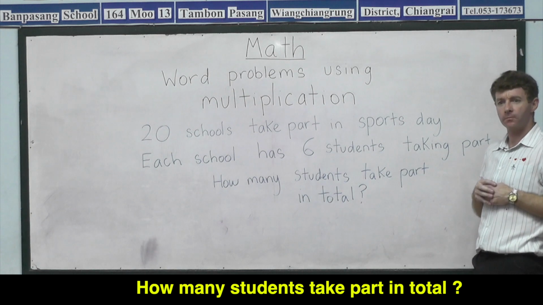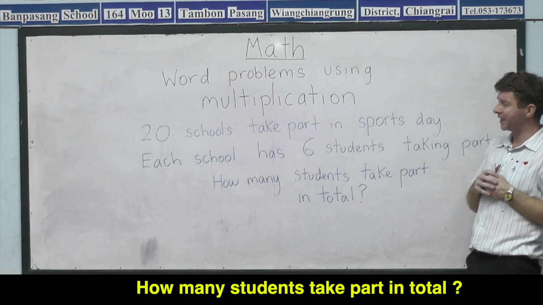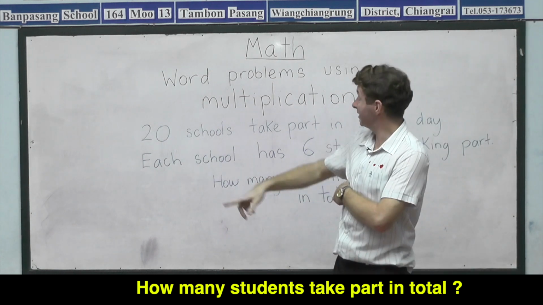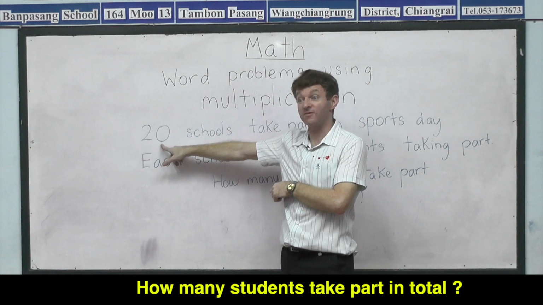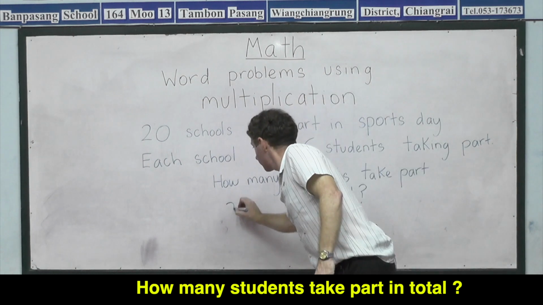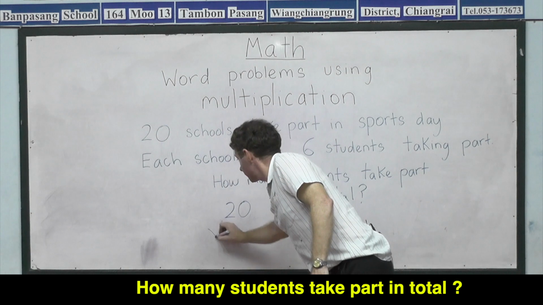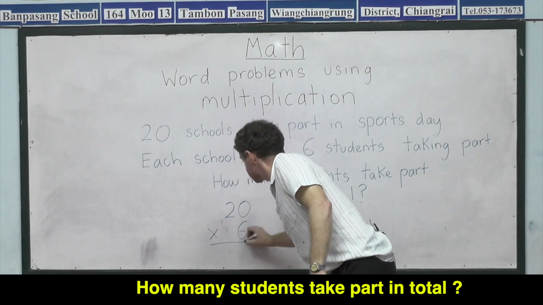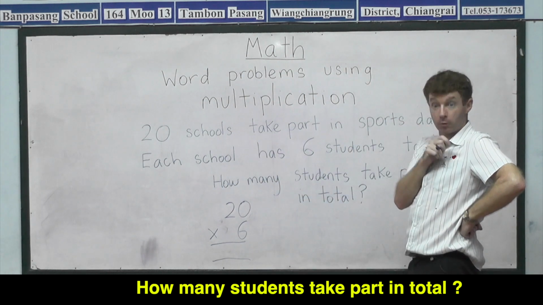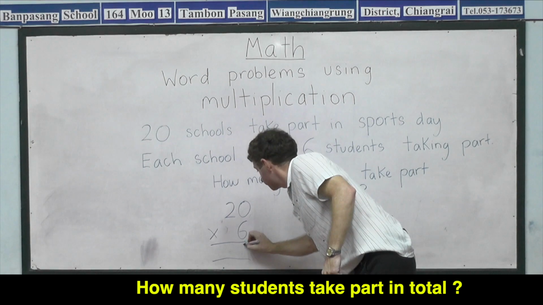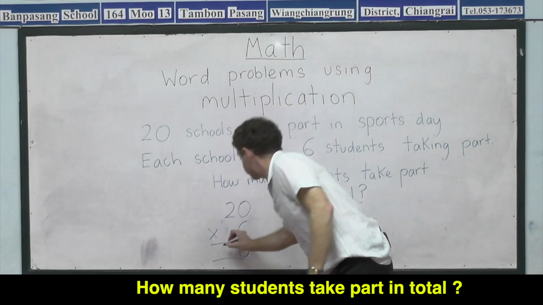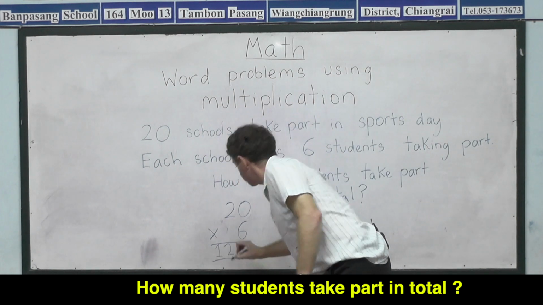What do we have to do? Multiply. What do we multiply? Can anyone tell me what? 20 times 6. Perfect. We take how many schools? 20 schools. How many students per school? 6. So, 20 times 6. 6 times 0 equals 0. 6 times 2 equals 12. So we write 1, 2, 0.